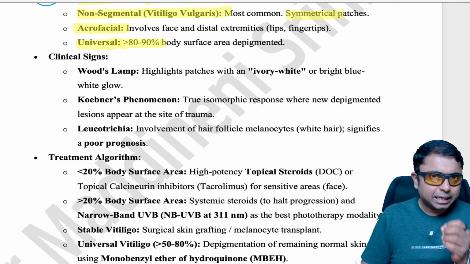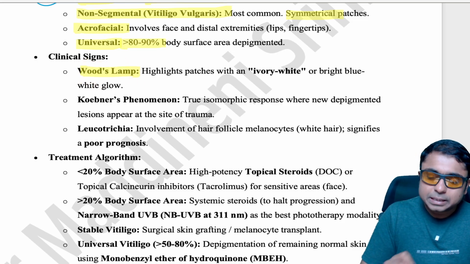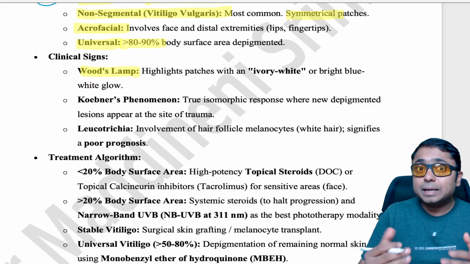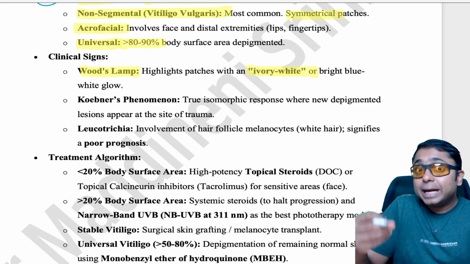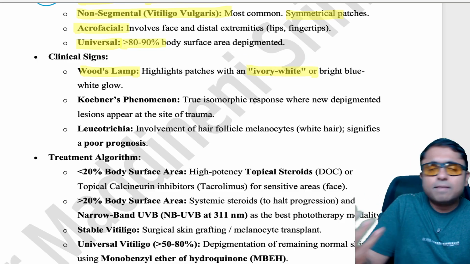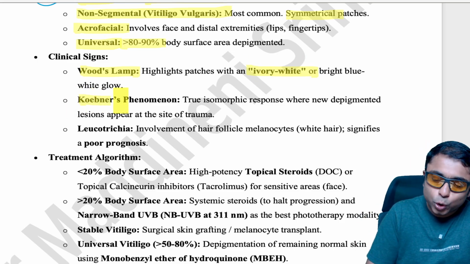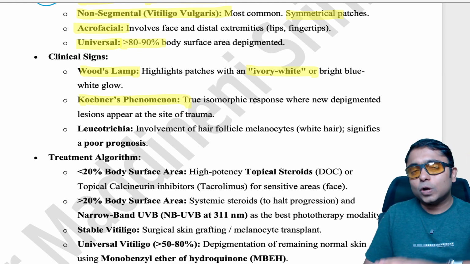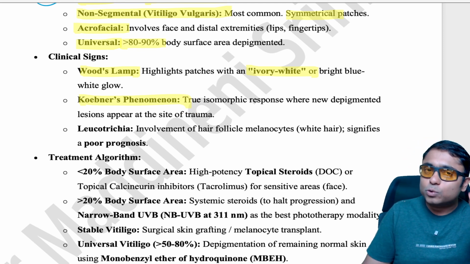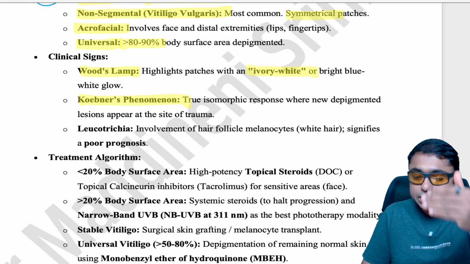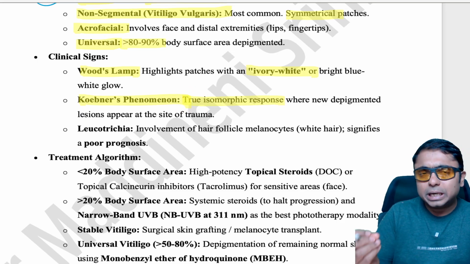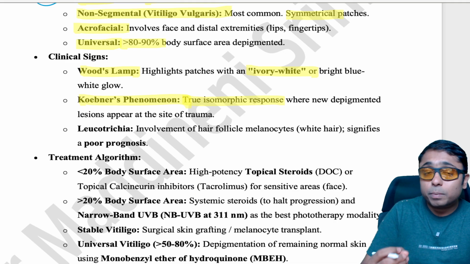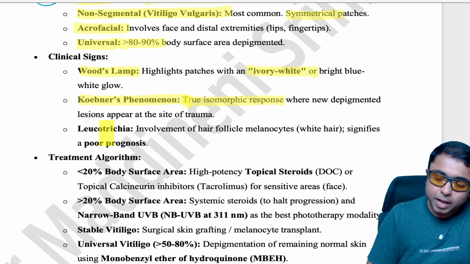So what are the important clinical signs to remember? Wood's lamp examination is going to produce accentuation of the skin color. That is ivory white color, it is going to appear very white in color. The skin is going to glow. Koebner's phenomenon is also seen in psoriasis and lichen planus. Another condition is vitiligo, which is also called the isomorphic phenomenon. New lesions are going to appear along the lines of trauma because of the underlying autoimmunity.